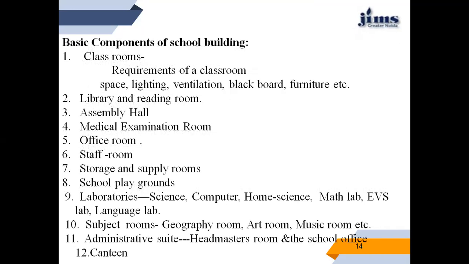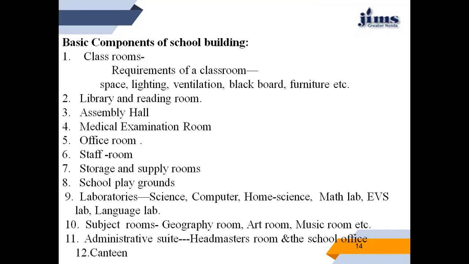Now let us come to the basic components of a school building. The basic components of the school building are the classrooms, the library and the reading room, assembly hall, medical examination room, office room, staff room, storage and supply rooms, school playgrounds, laboratories, subject rooms, administrative suite, and canteen. Now let me discuss one by one the details of the components. The first one is the classroom.